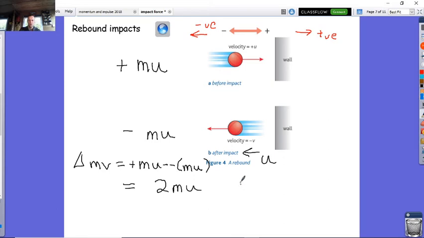And they like this sort of multiple choice question. And what you can do is actually find out the force of the wall on the ball, which is going to be delta mv divided by the impact time.